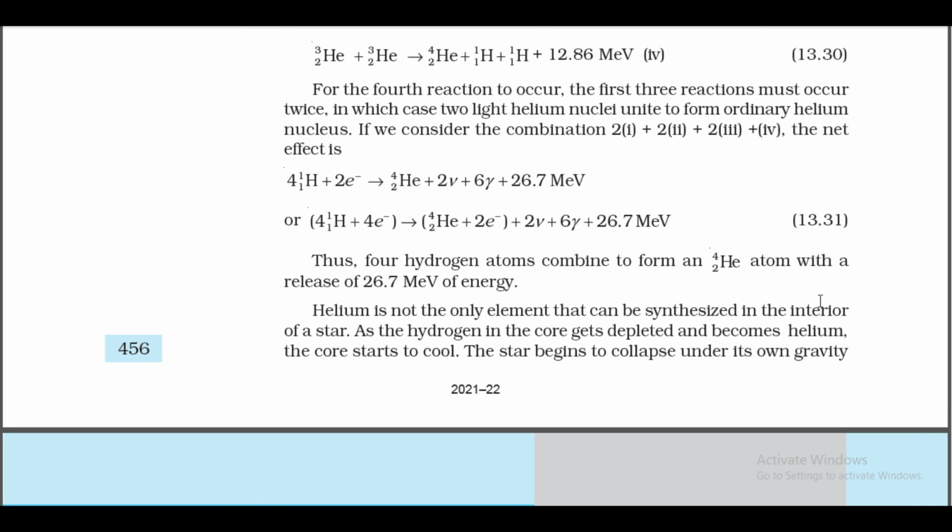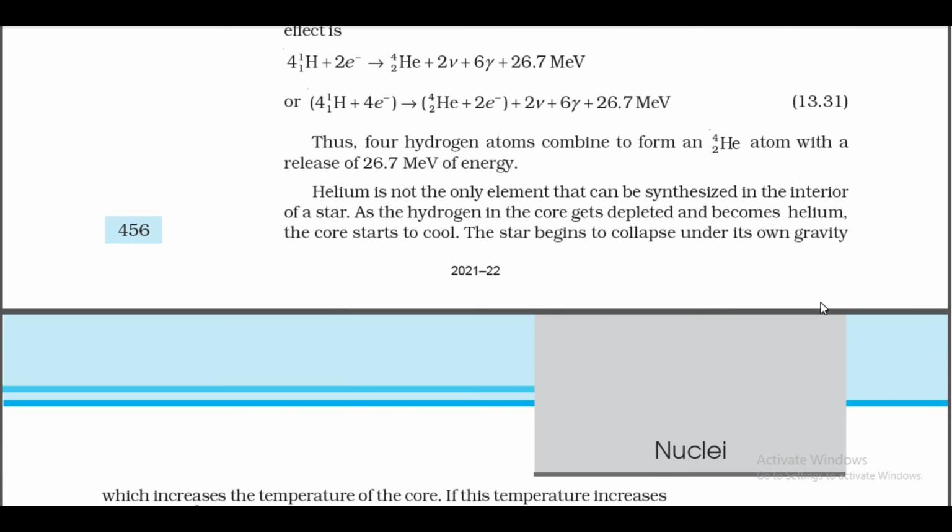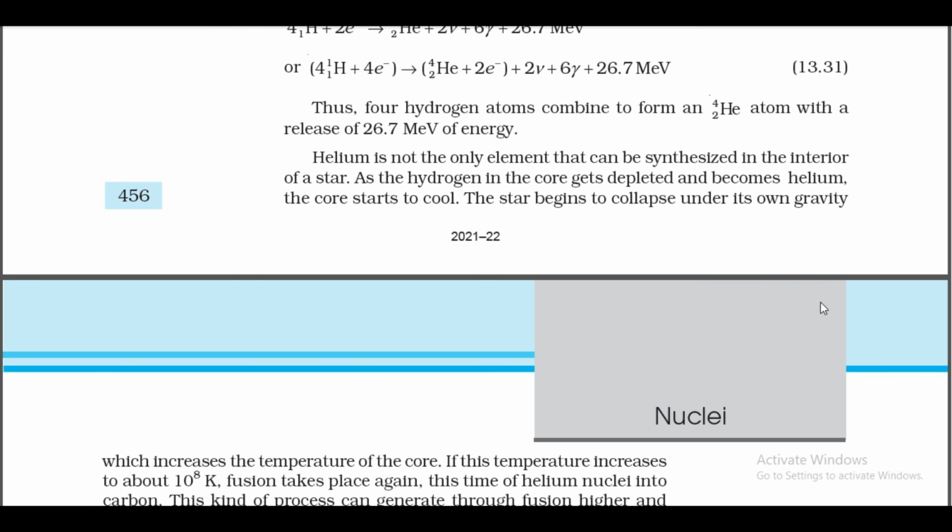If we consider the combination 2×1 plus 2×2 plus 2×3 plus 4, the net effect is 4 1H1 plus 2e- give rise to 2He4 plus 2ν plus 6γ plus 26.7 MeV, or 4 1H plus 4e- give rise to 2He4 plus 2e- plus 2ν plus 6γ plus 26.7 MeV. Thus, 4 hydrogen atoms combine to form a 2He4 atom with a release of 26.7 MeV of energy.